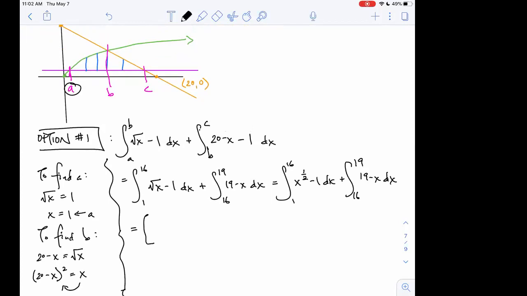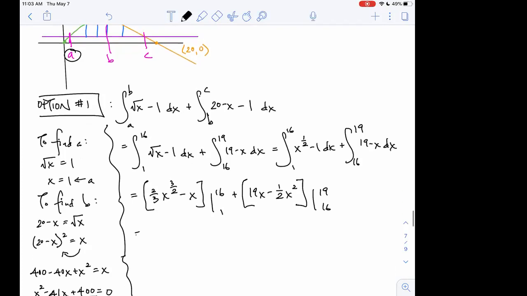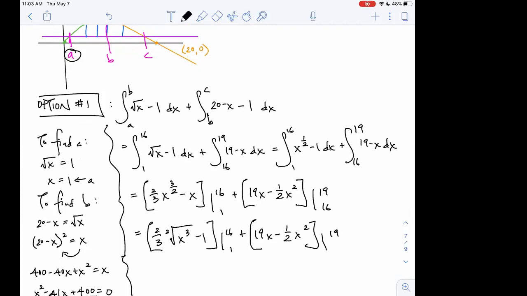That'll give me 2/3 x to the 3/2 minus x. And I'm going to plug in 16 and I'm going to plug in 1, plus 19x minus 1/2 x squared. And I'm going to plug in 19 and 16. And so this is going to give me 2/3 times the square root of x cubed minus 1, plug in 16, plug in 1, plus 19x minus 1/2 x squared, and I'm going to plug in 19 and 16.